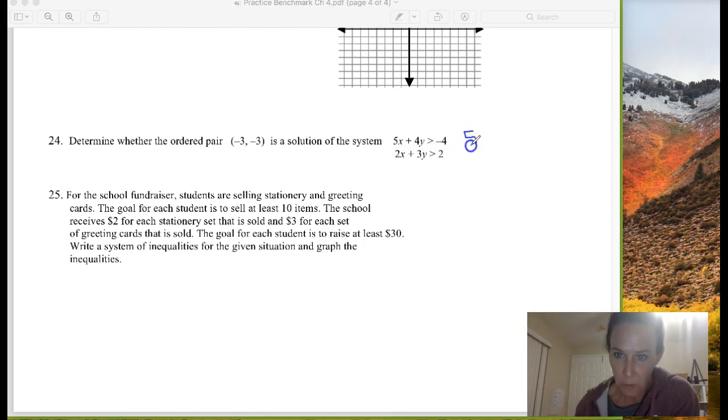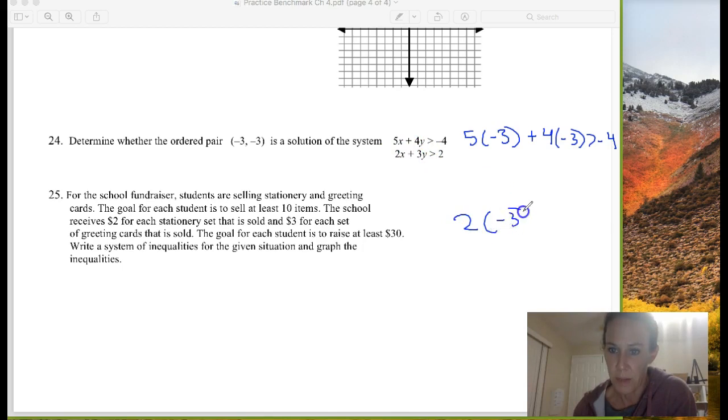So I'm going to go 5 times -3 plus 4 times -3. Is that greater than -4? And then the second inequality, 2 times -3 plus 3 times -3. Is that greater than 2? Well, here, 5 times -3 is -15. 4 times -3, I put a plus, a negative times a positive gives you -12. Is that greater than or equal to -4?